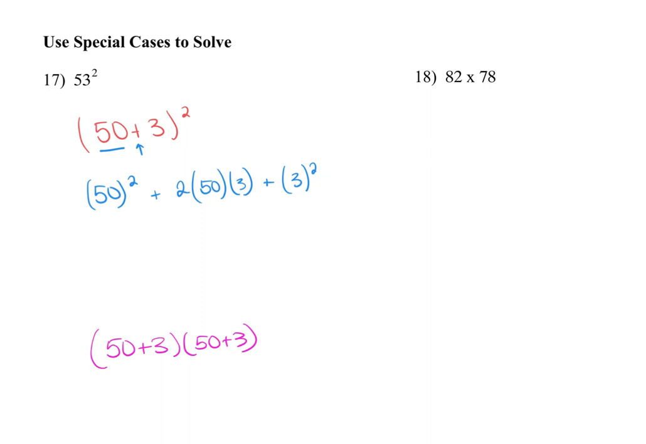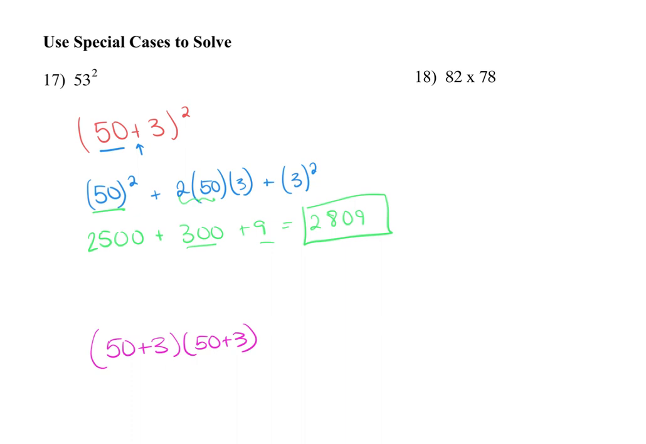So now, once I have this, I am going to square 50. When I am squaring a multiple of 10, I square the first guy, that's 25. And then because it's squared, I have 2 zeros. All right? Then I have 2 times 50. What is 2 times 50? 100 times 3. So I have 300 here. And then 3 squared is 9. So I have 2,500 plus 300, that's 2,800, plus 9, that is 2,809. And that is 53 squared.